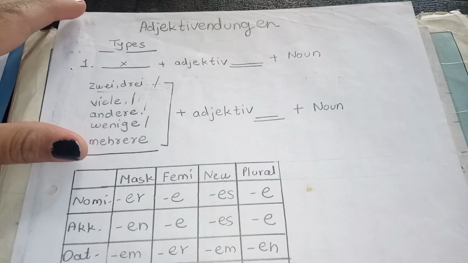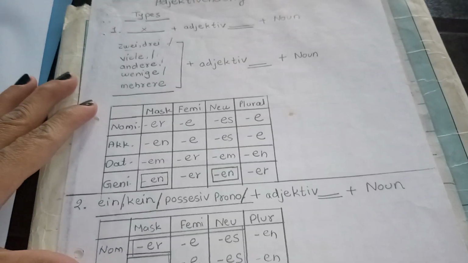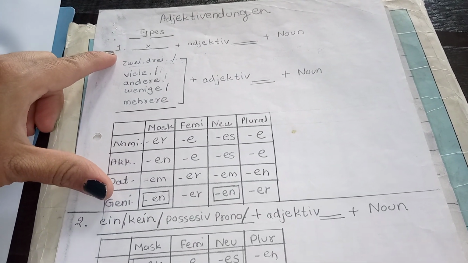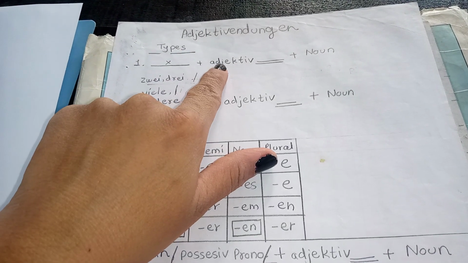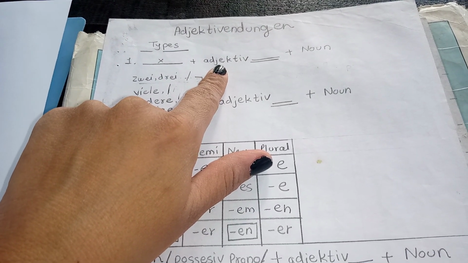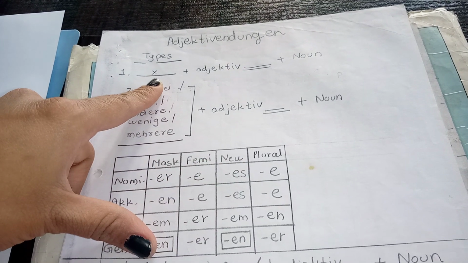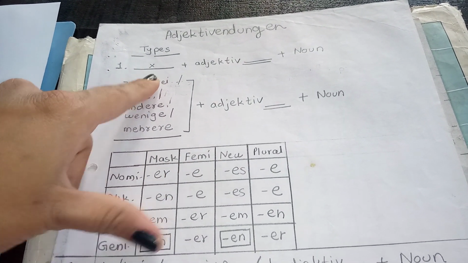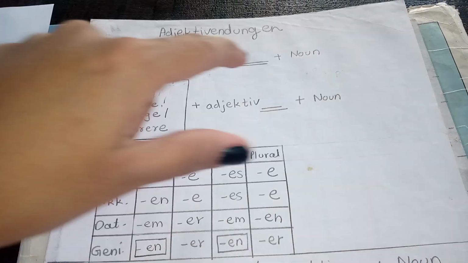Hello students, today we are going to learn the Adjektivendungen. There are basically three tables. The first table is when in a sentence there is an adjective and before the adjective there is no particular article or possessive pronoun, and after the adjective there is a noun.